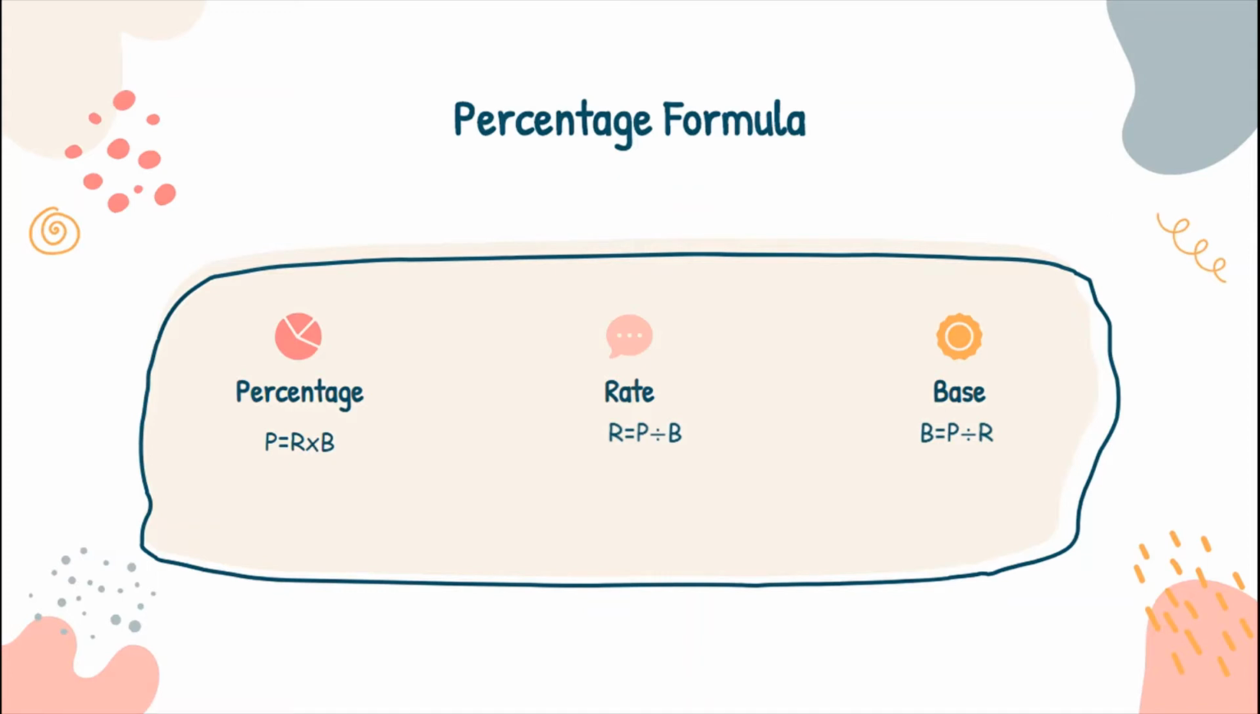And here are our percentage formulas. For the percentage, it is P is equal to R times B. For the rate, R is equal to P divided by B. For the base, it's B is equal to P divided by R. So let us remember the percentage formulas because we are going to use them for the different topics or questions that we will answer in this activity.